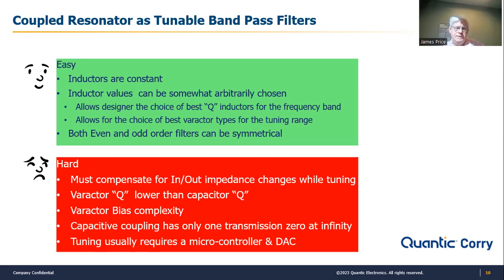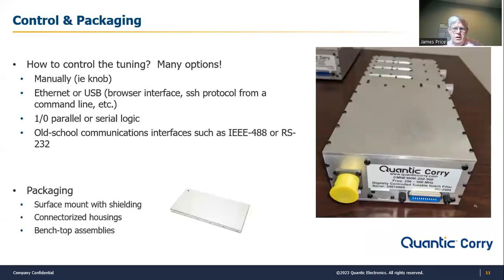Well, okay. And how does Quantic Corry control and package the tuning process? So to control these things, you can control them as simply as with a knob, a manual analog knob. When you get to higher order filters or more difficult filters, that can be hard to do because things get nonlinear inside the filter pretty quickly.